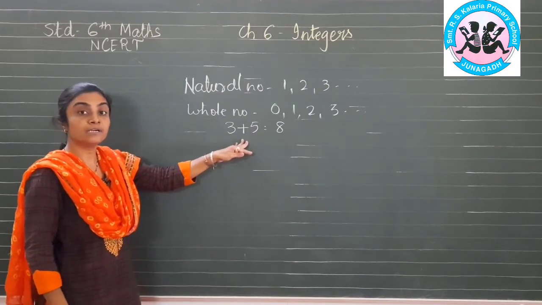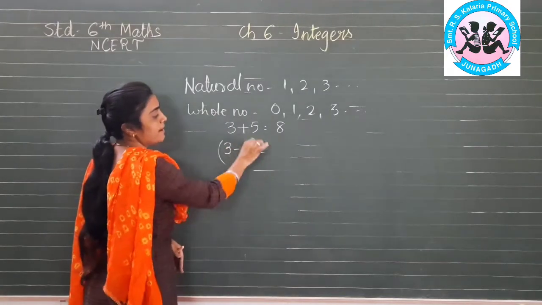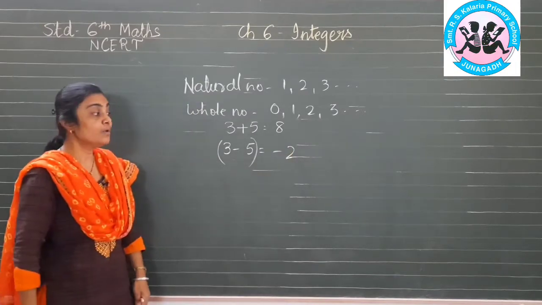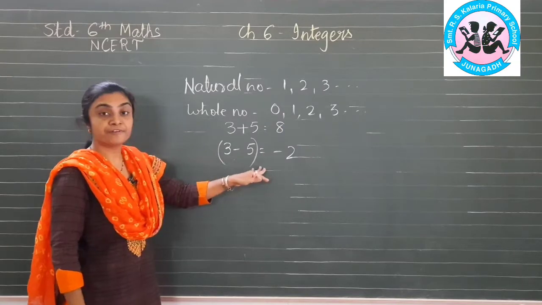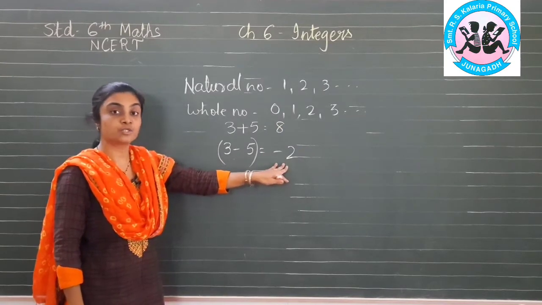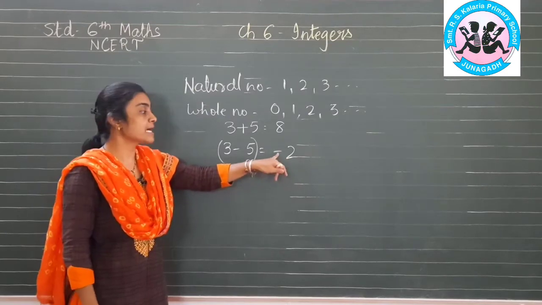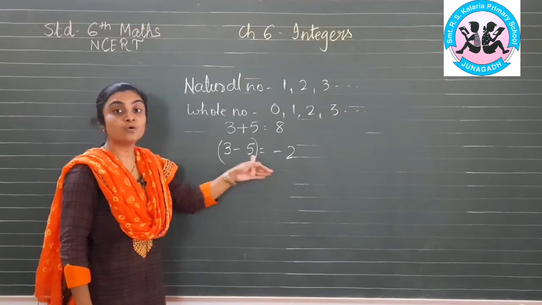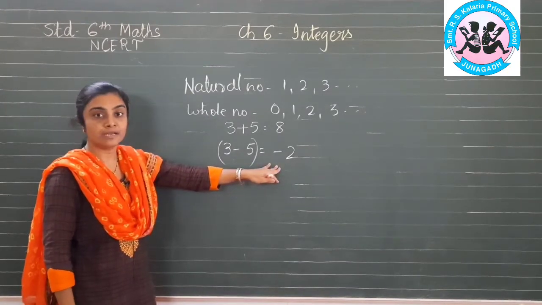But what about the difference? For example, 3 minus 5. 3 minus 5, answer will be -2, but it will be a negative number. That will not be a whole number. So the difference will be a negative number. So we need a negative number. Negative numbers are represented by a minus sign. The numbers below 0, those numbers are called negative numbers.